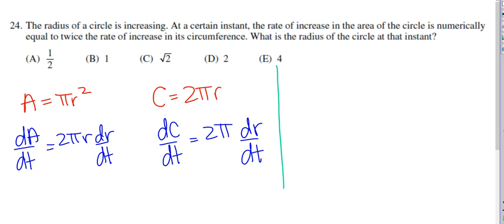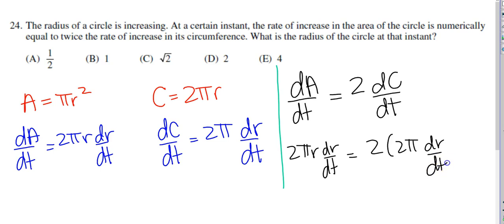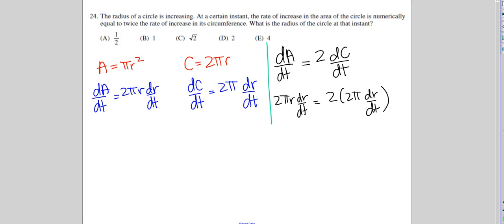Now, we said in the beginning that the rate of change of the area is twice the rate of change of the circumference at this particular time, okay? So dA/dt is 2 pi r dr/dt, just plug it in. Then I've got this 2 here, and then dC/dt is 2 pi dr/dt. So we're going to get nice cancellation here.